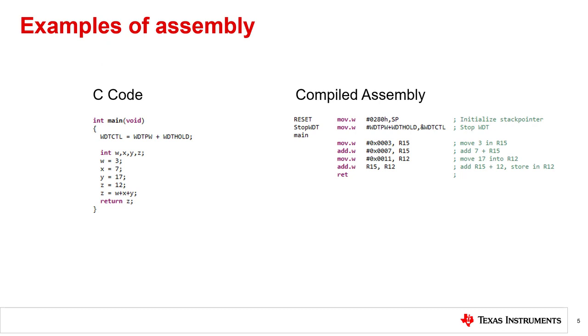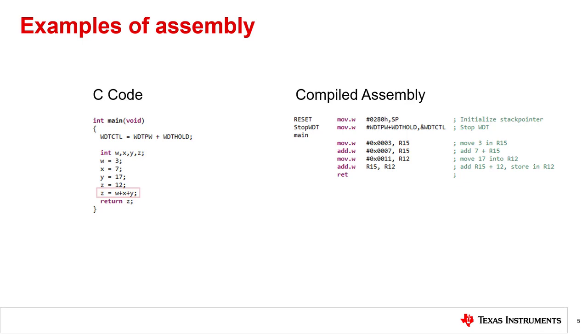Now let's go through an example of assembly. Let's start with C code. In this simple example, we initialize four variables, w, x, y, and z. Then we will assign values to these variables. The program will then add w, x, and y and store the result into z.